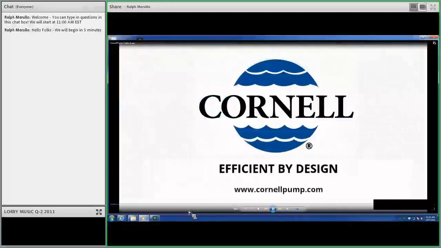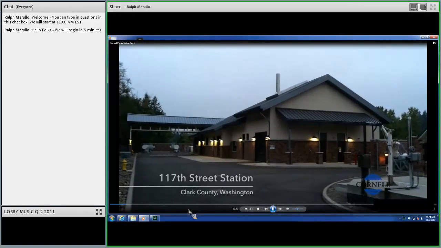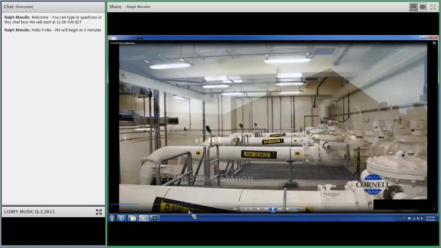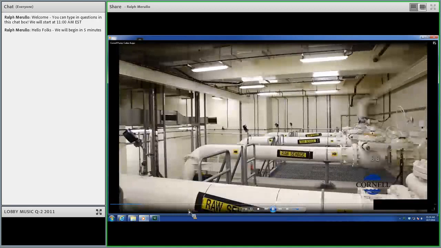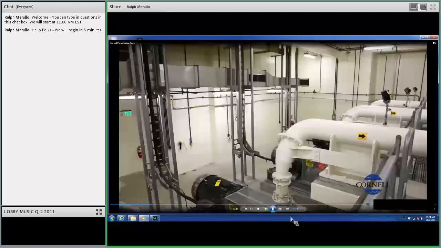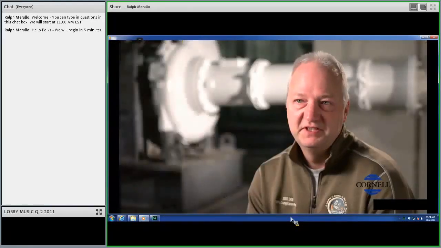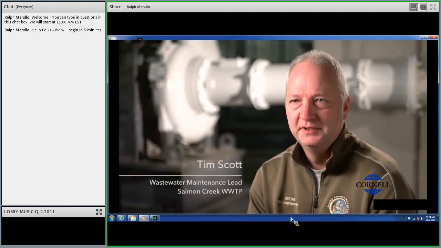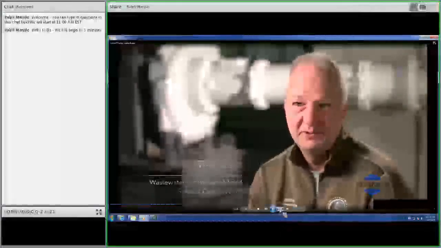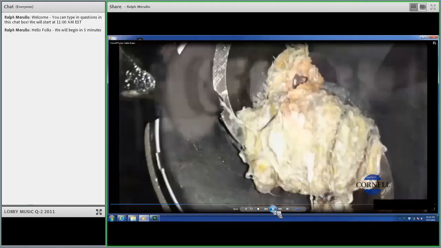This particular video just happens to show the problem. So we have a plant here in upstate Washington, and there's their raw sewage pumps. And the problem that they're having with these raw sewage pumps is as they were taking influent in, the influent contained fiber. Here's Tim Scott explaining the problem.